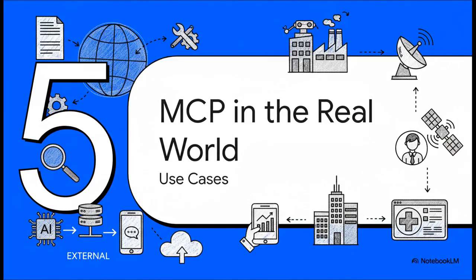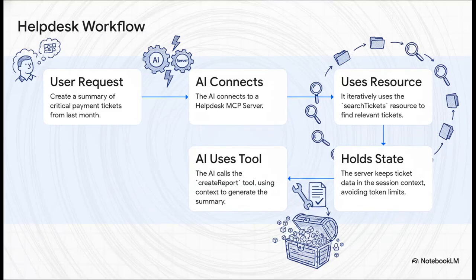Okay, theory is great, but let's see how this actually plays out in the real world. Let's look at some use cases where this really shines. So check this out. Imagine a user asks their AI, hey, create a summary of all the critical payment tickets from last month. What happens? First, the AI connects to a help desk MCP server. Then, it starts using the search tickets resource, probably paging through the results bit by bit to find all the right tickets. Now here's the magic.